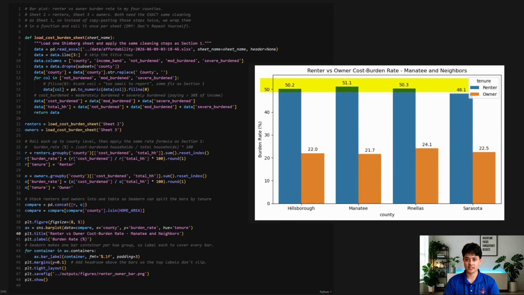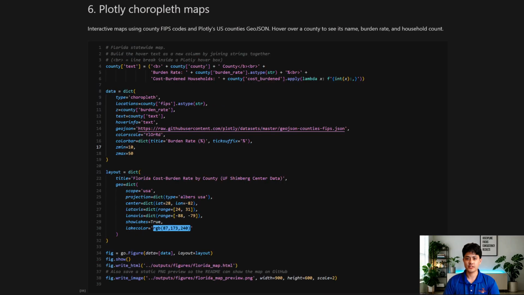This visual matrix proves that housing volatility in Florida is heavily concentrated in the renter market. This answers our second core business question. The burden profile shifts dramatically and systematically against those who do not own their homes. To present these findings to stakeholders in a digestible format, cells 15 through 17 bridge our tabular data into interactive GIS mapping and trend analysis.